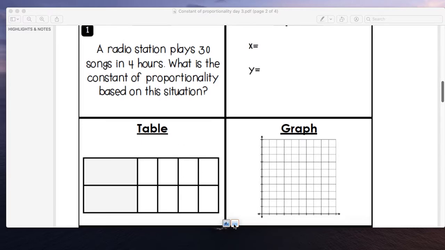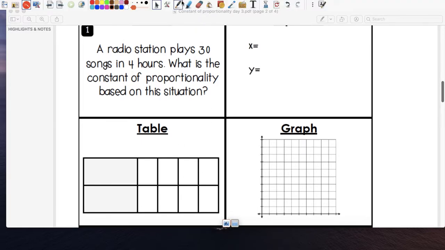So a radio station plays 30 songs in 4 hours. Obviously, hours is my independent variable, X, and songs is my Y. So we have a relationship here, and we can put the point (4, 30), because this is my X and this is my Y.